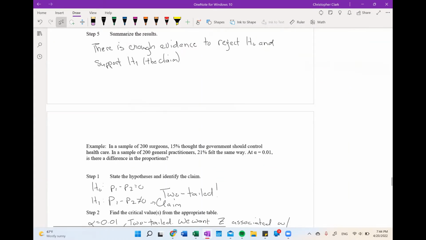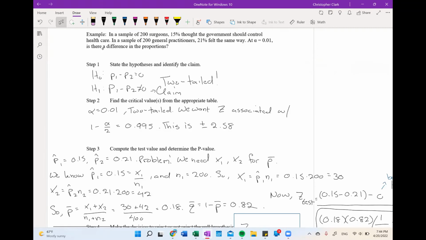Okay, let's do another example. In a sample of 200 surgeons, 15% thought that the government should control healthcare. In a sample of 200 general practitioners, 21% felt the same way. At alpha equals 0.01, is there a difference in the proportions?